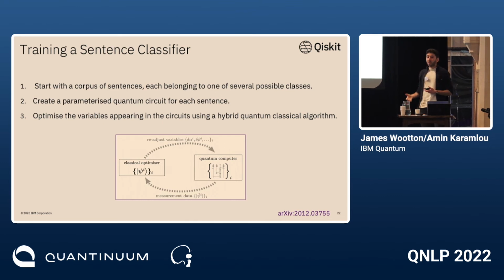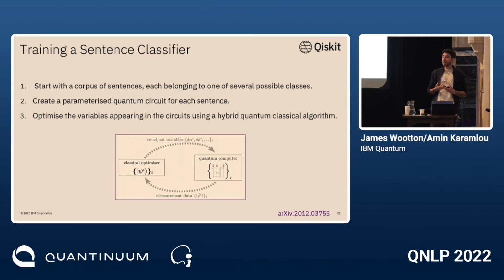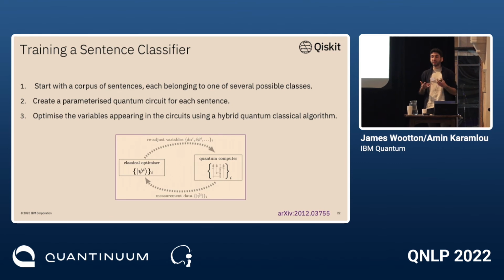So once you've extracted a circuit for each sentence, you can then use classical machine learning techniques and continuously run these circuits and measure the outputs to see if they're correctly classifying your sentences. And then you change these parameters until you end up with an optimal set of parameters. And that's the hybrid part, really. So we're combining classical techniques with something that's being run on a quantum computer or a quantum simulator.